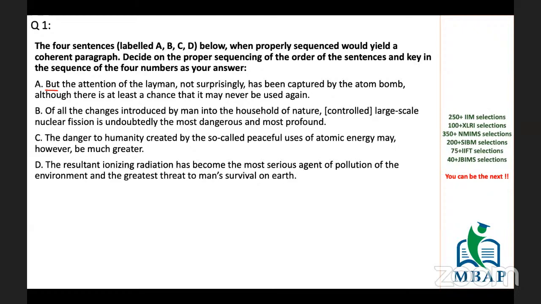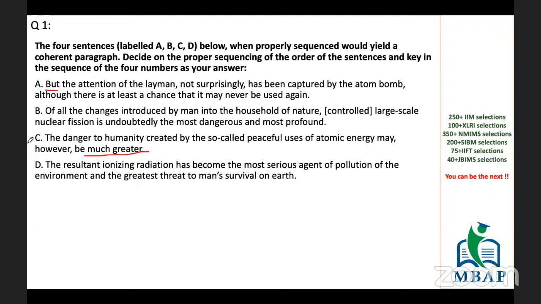Okay, now see, the danger to humanity created by so-called peaceful uses of atomic energy may, however, be much greater. Okay, so when I look at this particular sentence, it doesn't seem like an introductory sentence, because I'm basically comparing, "much greater." It means there has to be a certain hint where I am talking about atomic energy and bombs, and I'm giving an idea of what atomic energy is capable of. So again, we can eliminate this as a first sentence.